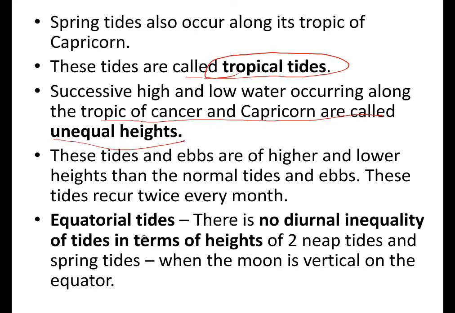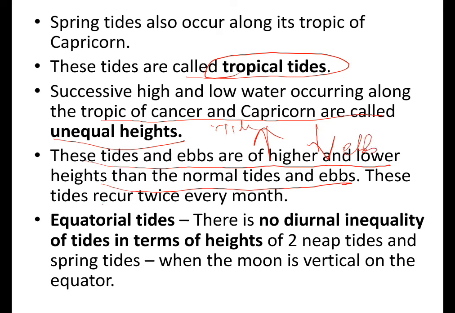But at the same time, what happens with equatorial tides, let's see. Before that, these tides and ebbs are of higher and lower heights than the normal tides and ebbs. So these are very tall, and the water level is very high during the tide period, and during the ebb period the water level is very low.